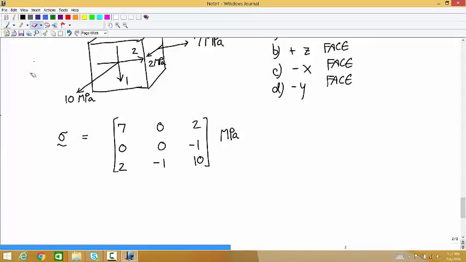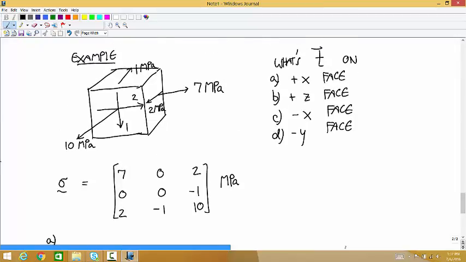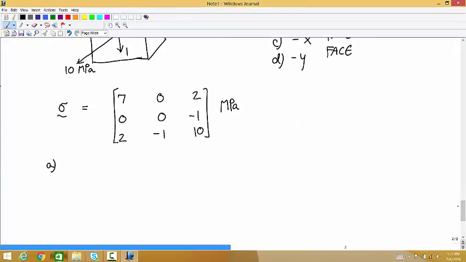Okay, so now for part A, what's the outward facing normal for the positive x face? So go into the material and point out of the material. What's a unit vector pointing perpendicular to the x face from inside the box out of the box? 1, 0, 0. Yep. So n is equal to 1, 0, 0.